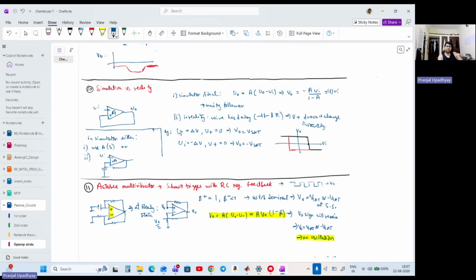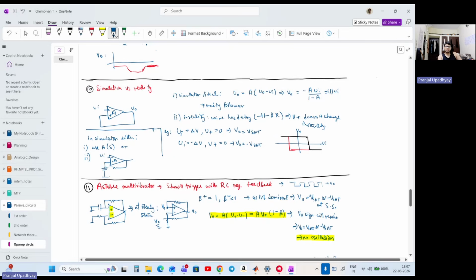In reality, a wire has some delay, right? And V plus does not change instantly. If here it is V out, this node won't instantly become V out. So what will happen is that if Vi is del V, then initially V plus will be equal to 0, and because of this difference, our V out will go into saturation.